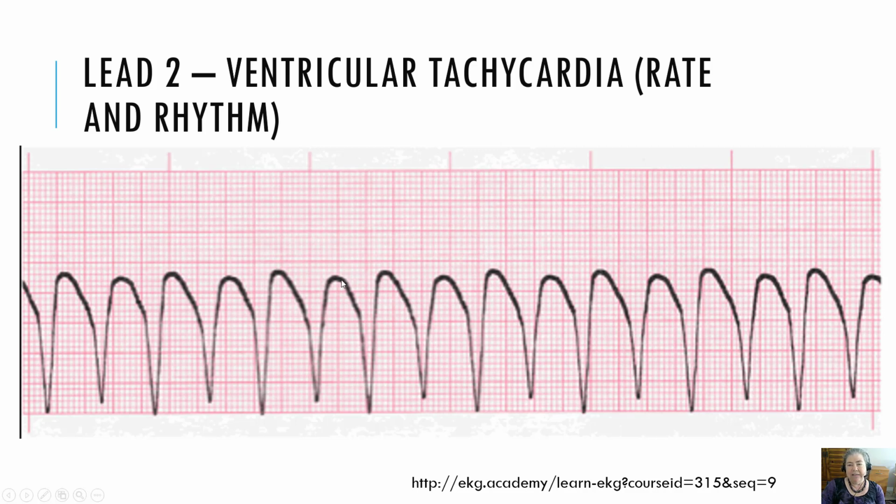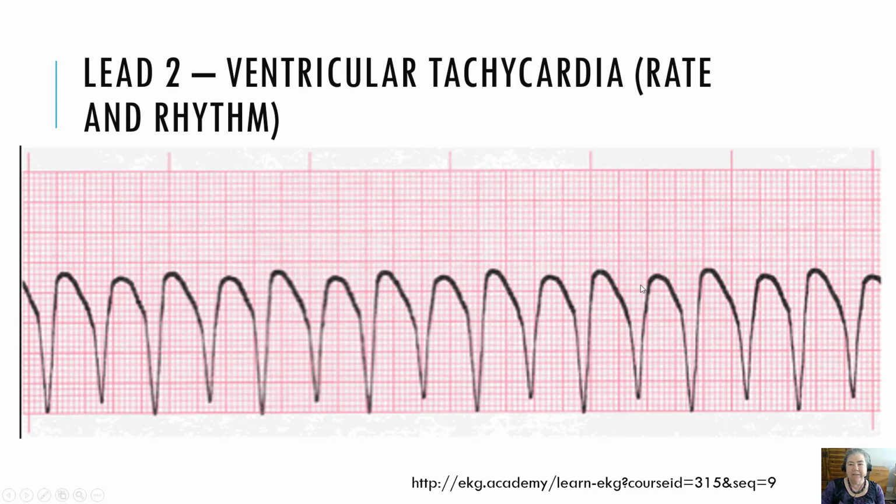We could count out more. So let's count out 5 seconds. 1, 2, 3, 4, 5. And we have 1, 2, 3, 4, 5, 6, 7, 8, 9, 10, 11, 12, 13, 14 QRS complexes in 5 seconds. And 12 times 14 would be something in excess of 150.